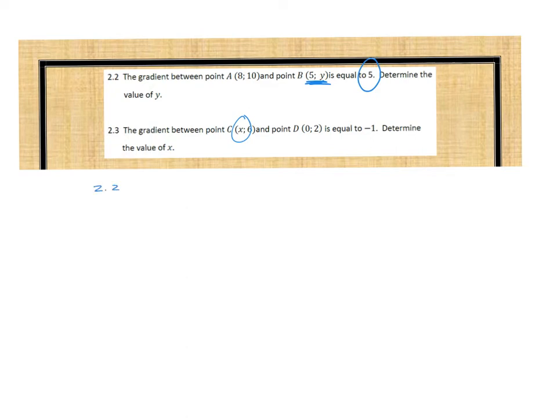So for 2.2, the gradient of AB, right, we know it's going to be Y minus 10 over 5 minus 8. It doesn't matter which order you start in. So this is the Y value I started with, as long as underneath it, you start with the corresponding X value. Okay, so if you started with 10 minus Y, you would have had 8 minus 5. Doesn't matter the order. All right, but now we have an unknown, so now we've got to use the gradient that they told us. They told us that the gradient is actually equal to 5.